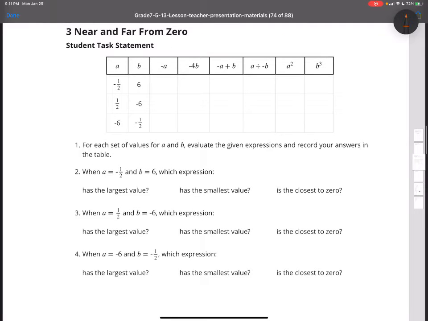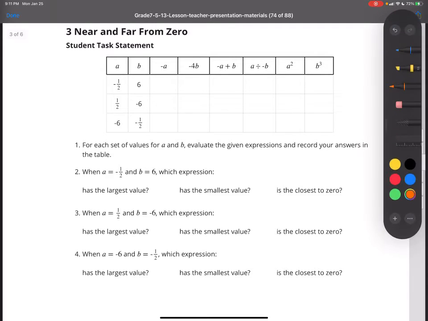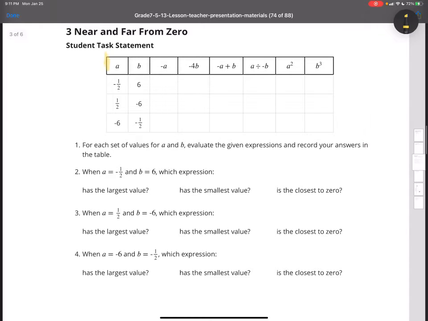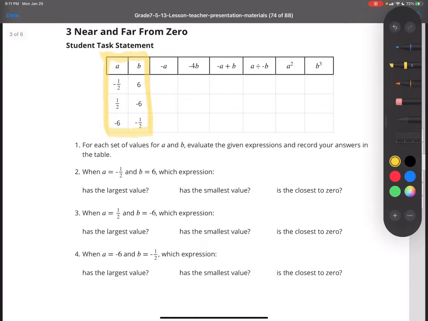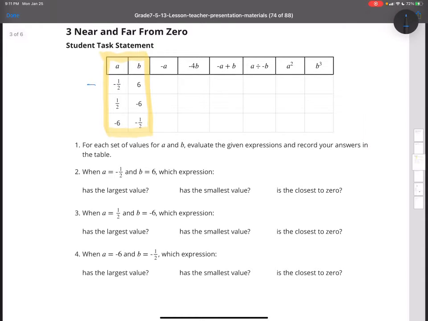Okay, guys, let's look at the third student task statement called Near and Far from Zero. Number 1: for each set of values for A and B, evaluate the given expressions and record your answers in the table. If you notice, they give us values for A and B in these two columns, and they want you to take those values and follow the directions, or follow the sign.